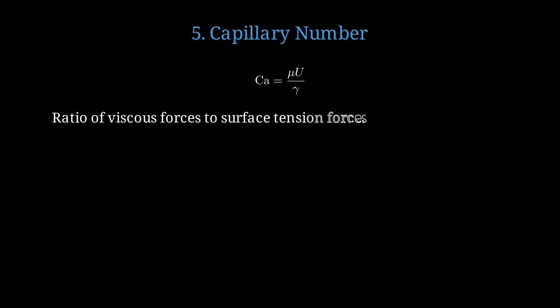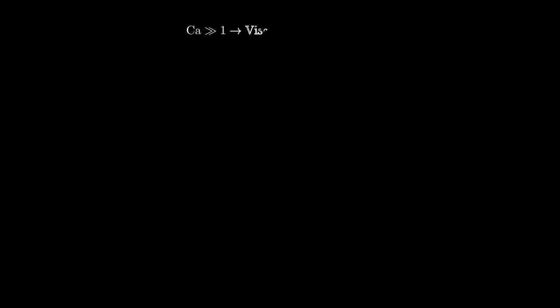The capillary number is a dimensionless quantity that characterizes droplet formation. The capillary number Ca equals viscosity times velocity divided by interfacial tension. The capillary number represents the ratio of viscous forces to surface tension forces. When capillary number is much less than 1, surface tension dominates and droplets remain spherical. When capillary number is much greater than 1, viscous forces dominate and droplets deform easily.